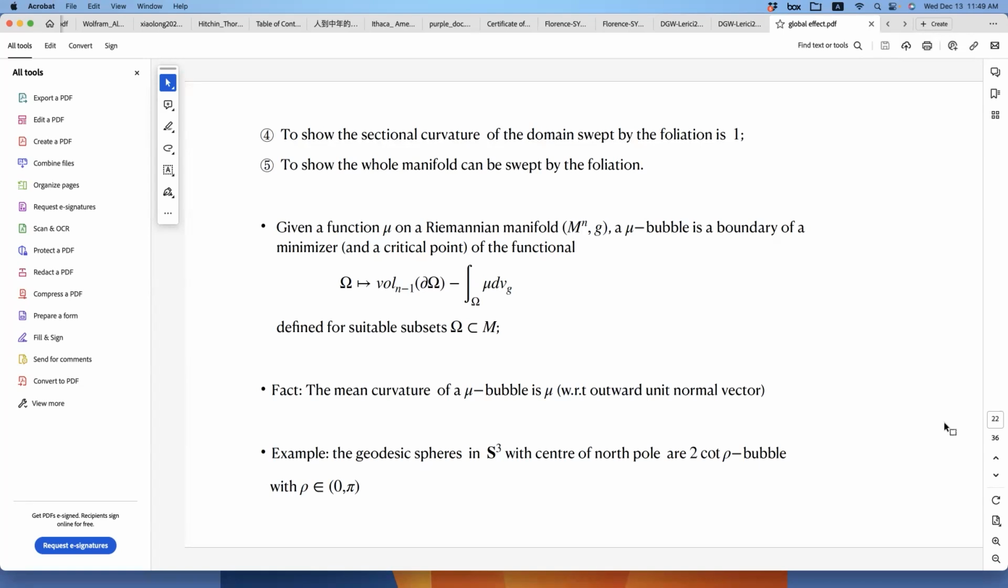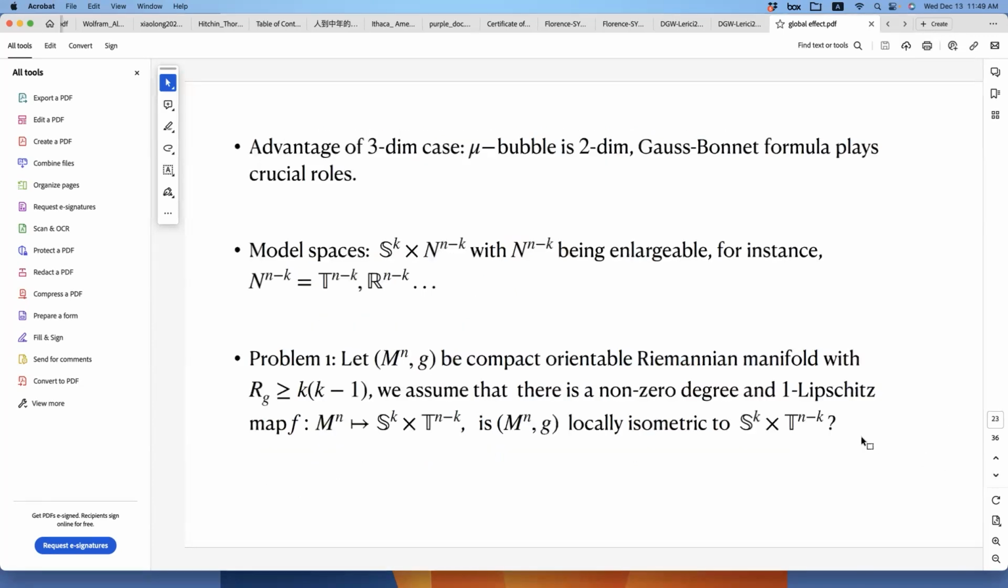Now this is for the three-dimensional case. The advantage of the three-dimensional case is that the mu bubble is two-dimensional. So the Gauss-Bonnet formula plays a crucial role. That means the proof depends on the Gauss-Bonnet formula heavily. So how about the high dimension case? Now we will consider a model space like this. Here is a standard sphere S^k times N, where N is a manifold being enlargeable. For instance, N could be a torus or N could be Euclidean space.